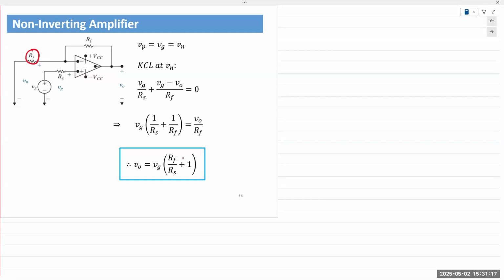All right. So the negative terminal is connected to ground through the RS resistor in the input line. It's also connected to the output via the feedback resistor RF. And then this RG is simply showing you the resistor that is in the non-inverting input path. That's all. Okay.